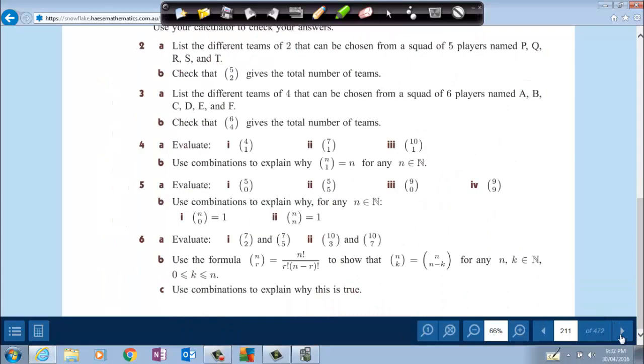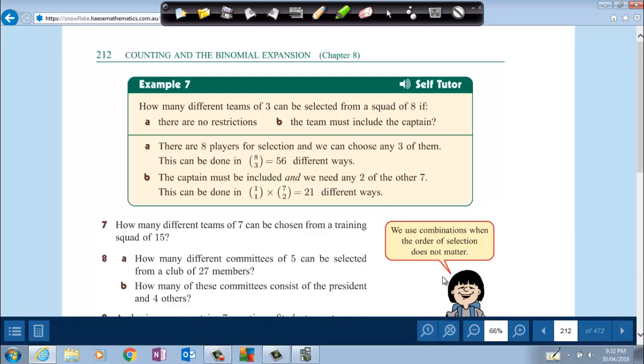And over the page to question 7, before we do that, there's a worked example. If we want teams of 3, selected from a squad of 8 with no restrictions, it's just C(8,3). But if we need something like a captain, then the first position is fixed, so that's 1, which is C(1,1), and then there's going to be 7 people left, so it's C(7,2). Because the captain has to be followed by all the other people, then it's a multiplication symbol.